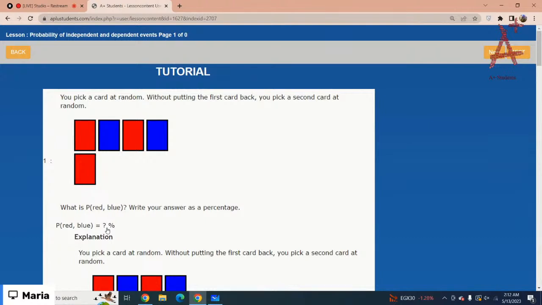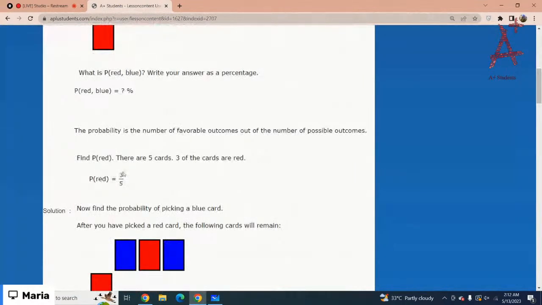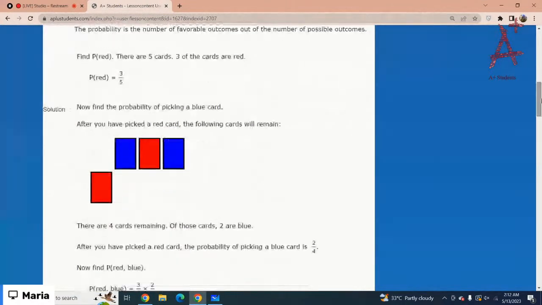Okay, you pick a card at random without putting the card back. You pick a second card at random. What is the probability of red then blue? Okay, the first event is the probability of red. Got it? So for the first time, you have 5 cards and you have 3 red cards. So the probability of red would be 3 by 5. Got it? That is the first time you pick a card. Now for the second time, you have to pick a blue card, but you picked 1 red card. Now for the second time, you have 1, 2, 3, 4 cards. Got it? And out of the 4, you have 2 blue cards. So the second event has the probability 2 by 4.